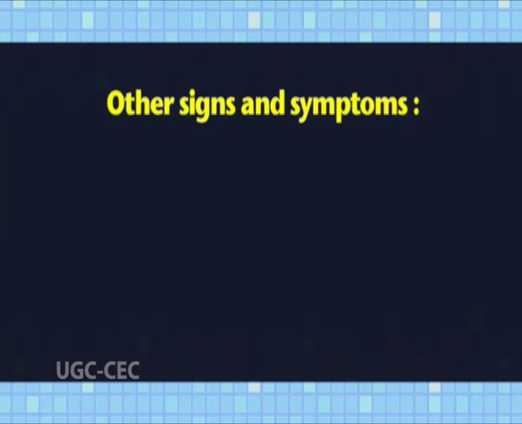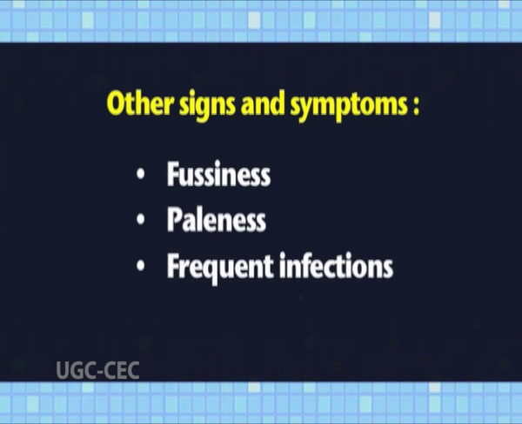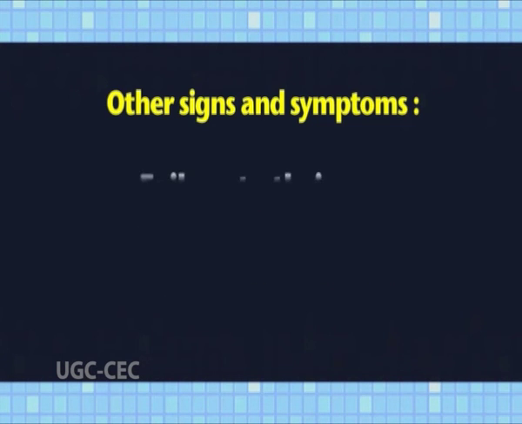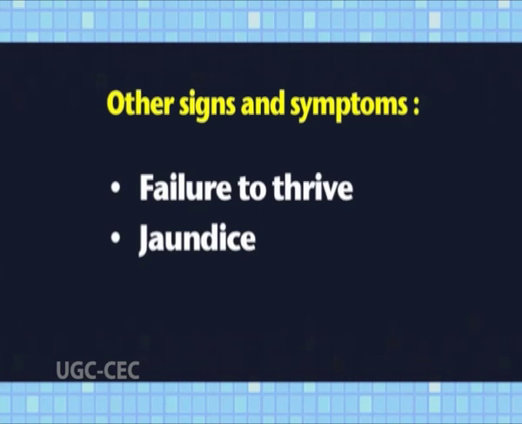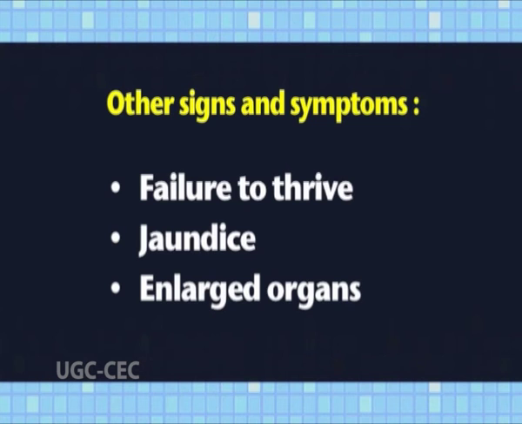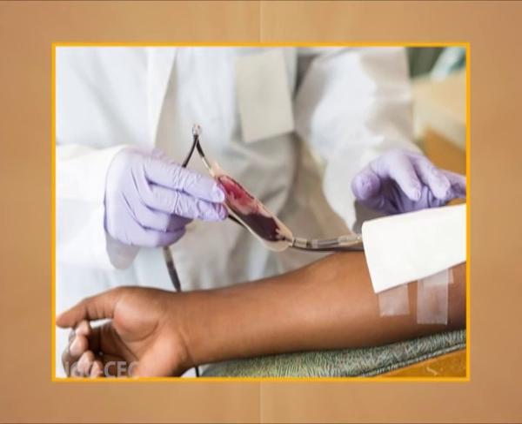The symptoms of thalassemia major generally appear before the child's second birthday. The severe anemia related to this condition can be life-threatening. Other signs and symptoms include fussiness, paleness, frequent infections, a poor appetite, failure to thrive, jaundice, which is the yellowing of the skin or the whites of the eyes, and enlarged organs. This form of thalassemia is usually so severe that it requires regular blood transfusions.